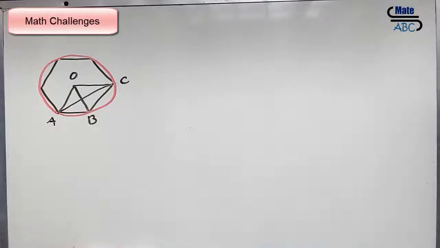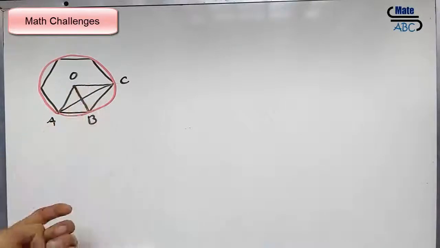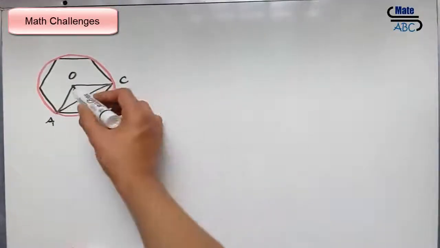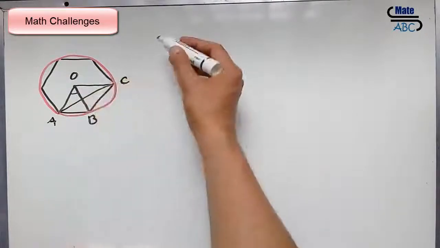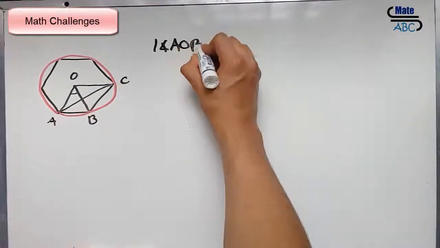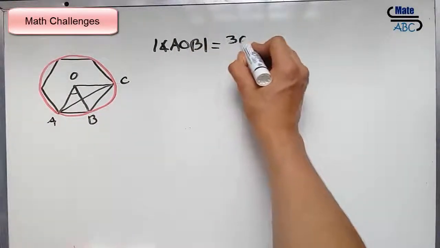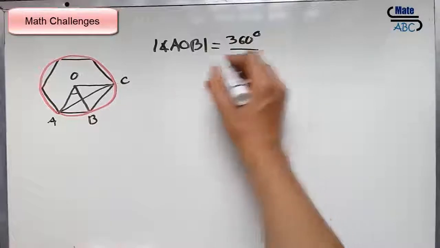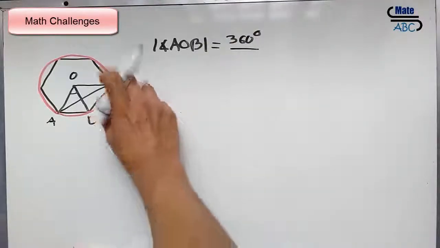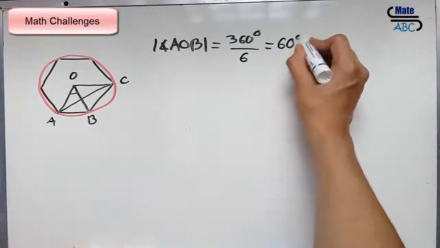So first of all, the question says that this is a regular hexagon. In order to get the central angle, like the angle AOB, this is 360 degrees divided by the number of sides. In this case is 6. So we have that this is 60 degrees.